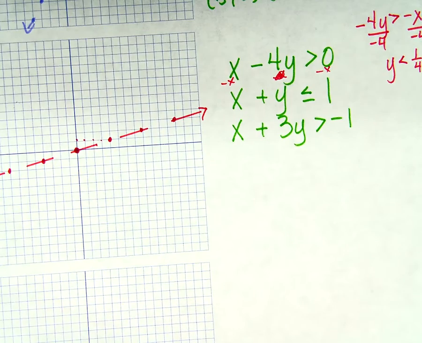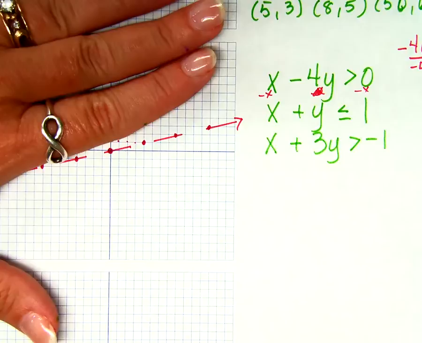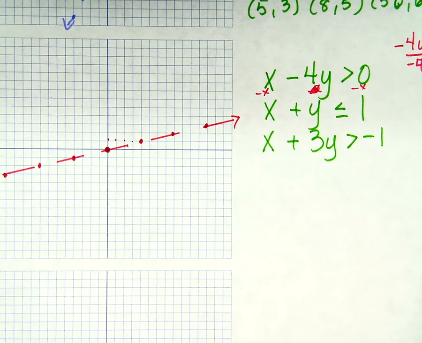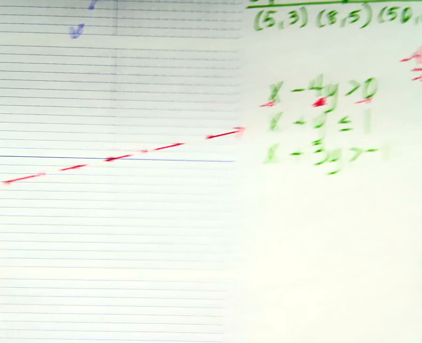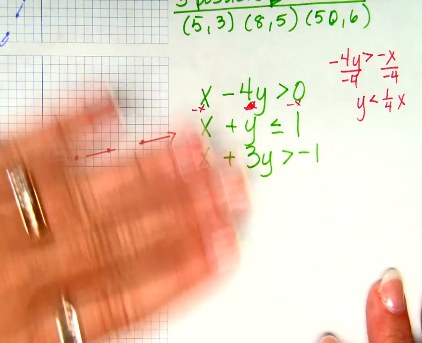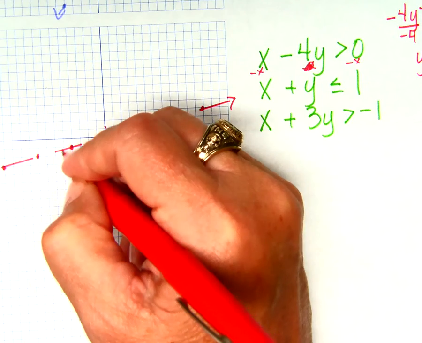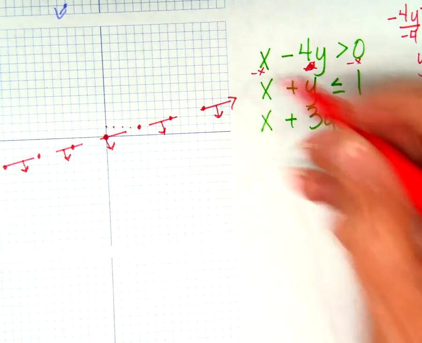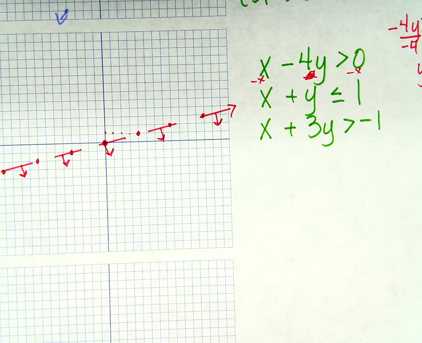But I have my dotted line, right? Now, it's less than, so is less than above the line or below the line? That took a terrifyingly long time. I still love you. But less than is below the line. Okay? So that's my first equation done, right?